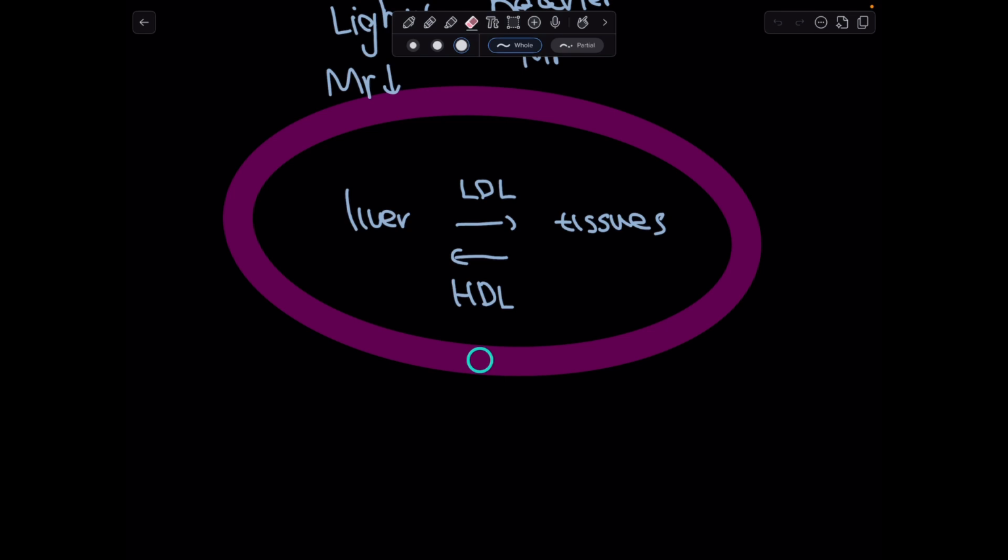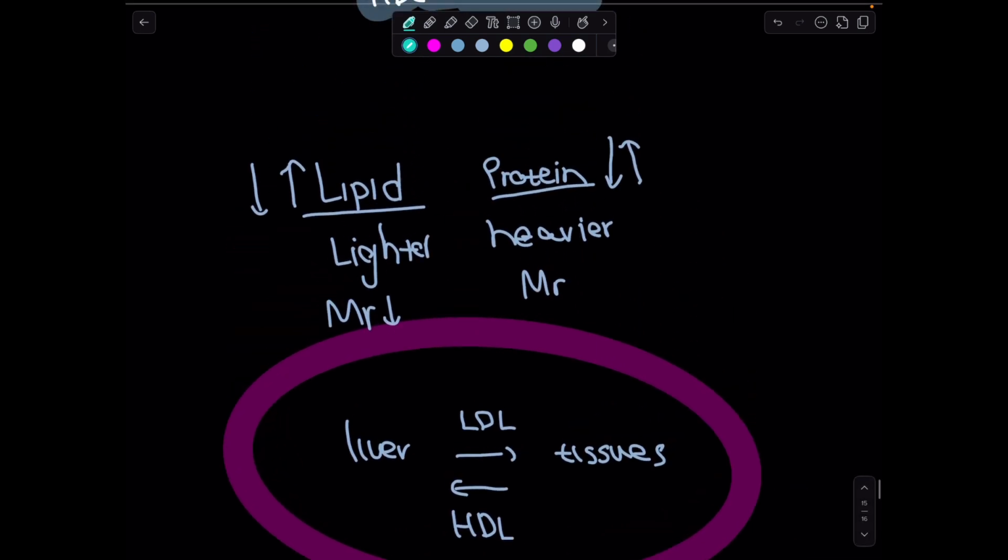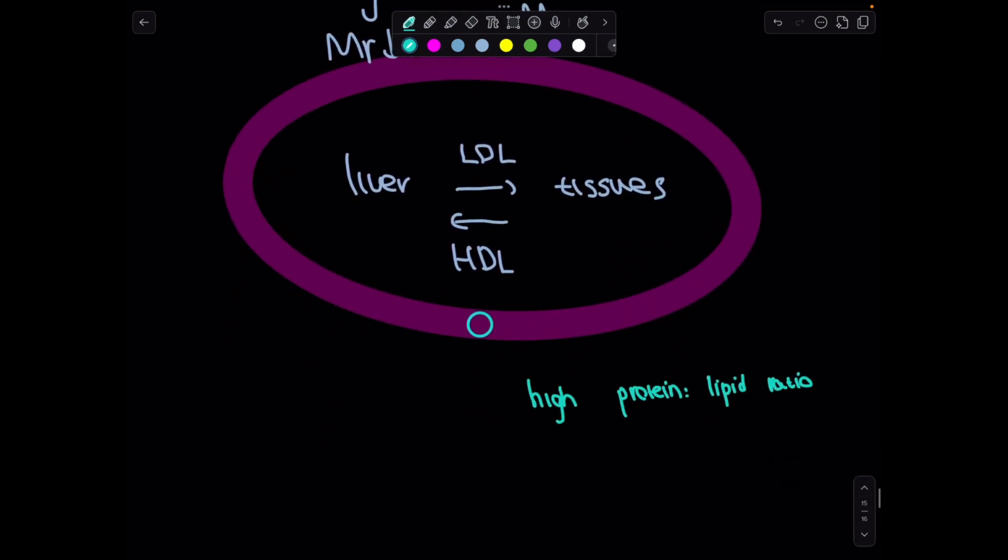Not quite. High-density lipoprotein, HDL, means a high density due to a high protein-to-lipid ratio, not high lipid density. HDL is dense because it has more protein, like apolipoprotein A, relative to lipids, making it smaller and heavier per volume. Low-density lipoprotein, LDL, and so you said protein has a higher MR.